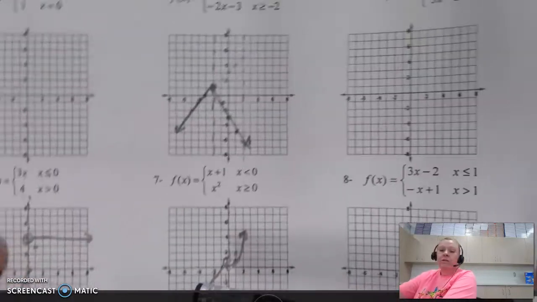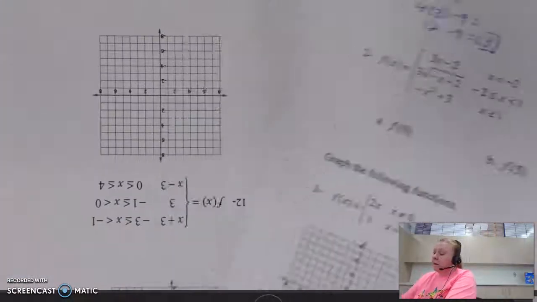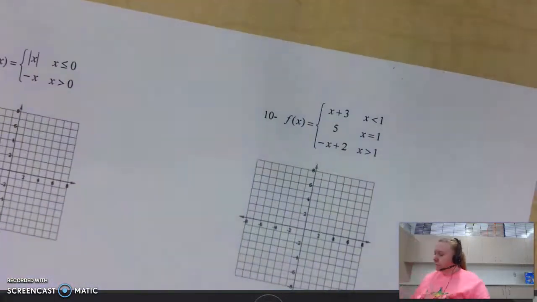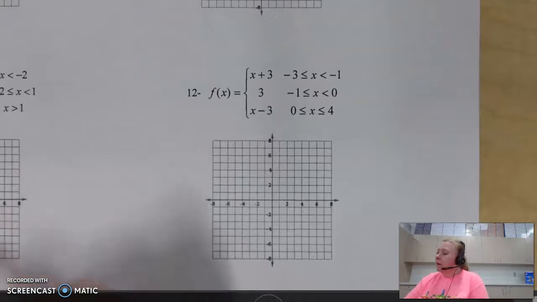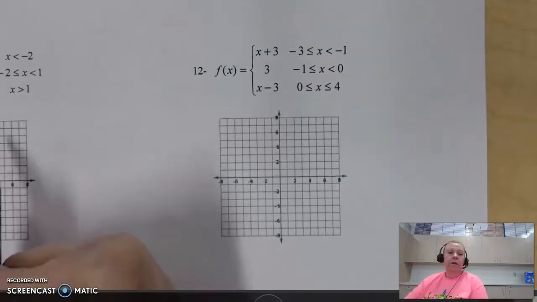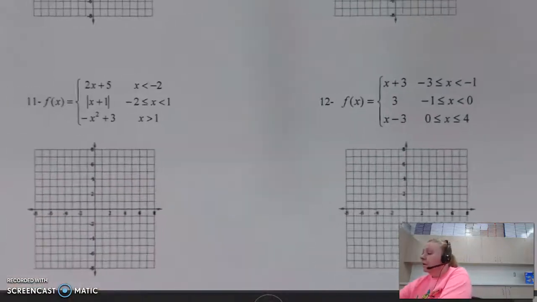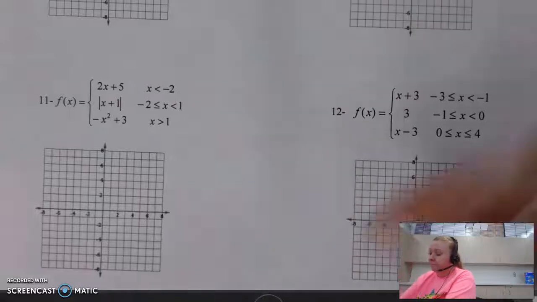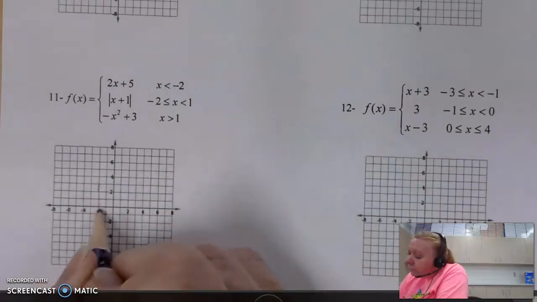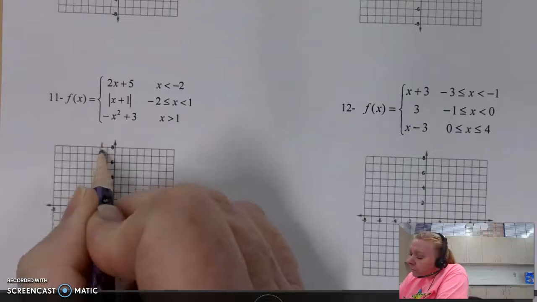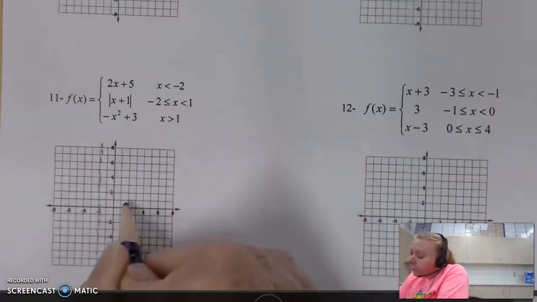All right, and you're going to try a few on your own. The last one that we're going to try is number 11. So we're going to try a few combined into one. So I've got a point at -2, and then I've got a point at 1.